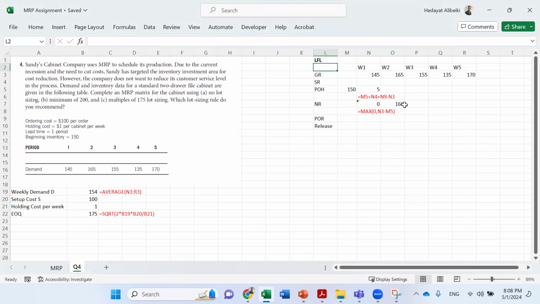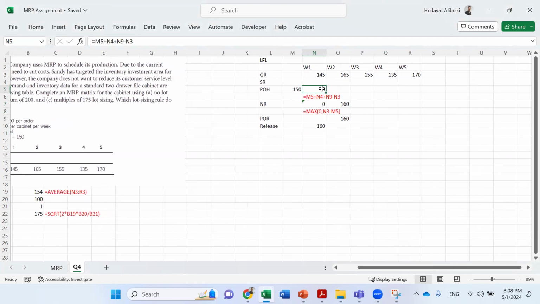So 160, so I'm going to order 160 and I'm going to release it. Lead time was 1 period. So I release it 1 period before. Updating inventory, I will have an inventory of 0.